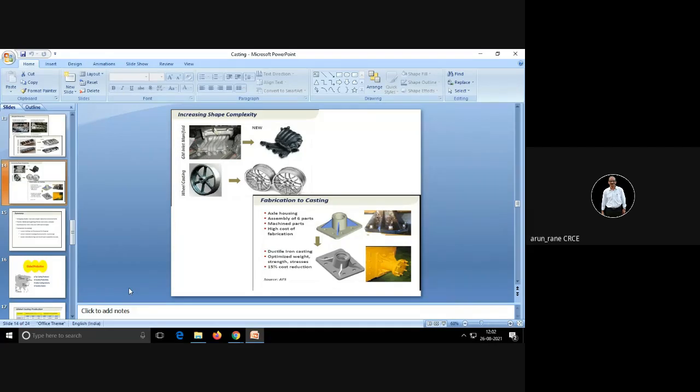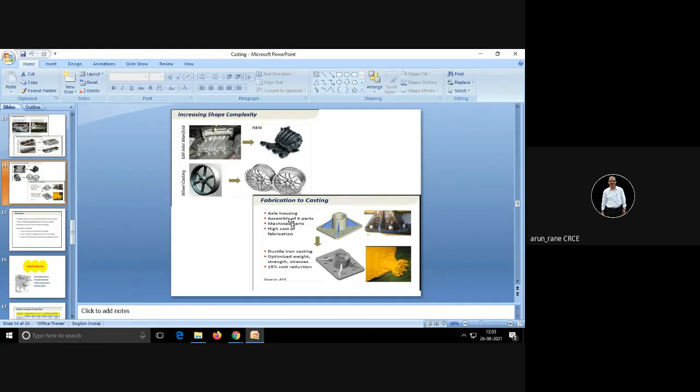Fabrication also can be replaced by casting. Only what you have to remember is that you should have quantity, like say 1,000 pieces, 5,000 or 1 lakh pieces. Just for one piece, it is very difficult to go for casting because you will have to make a mold. And for making a mold, first you have to make a pattern. Pattern making and mold making is expensive, so you cannot afford it for one single component.